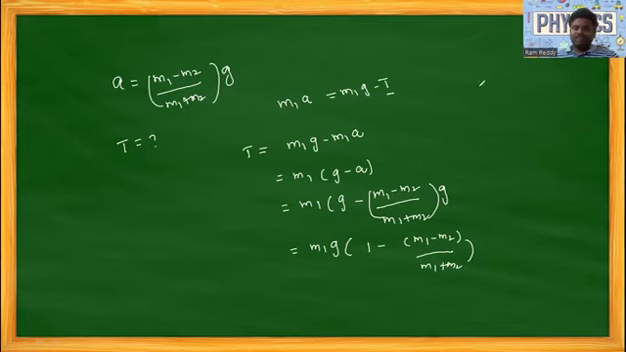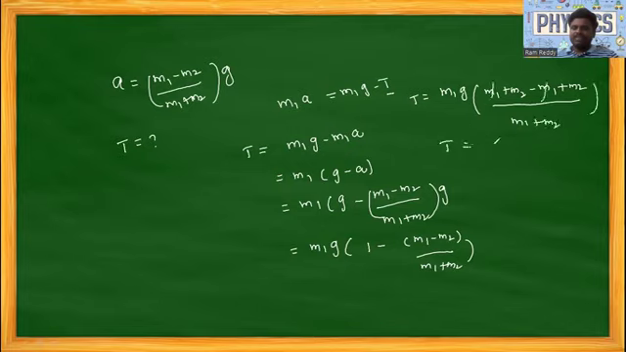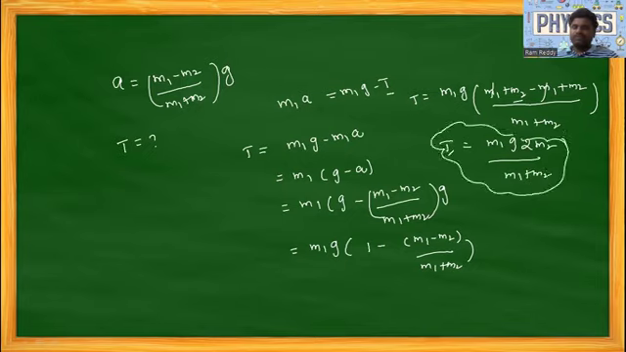Now we'll take the LCM. Tension T is equal to m1g into 1 minus this one. So (m1 plus m2 minus m1 plus m2) by (m1 plus m2). So minus m1 will get cancelled. Then T is equal to m1g into 2m2 by (m1 plus m2). Okay, so this is our tension.